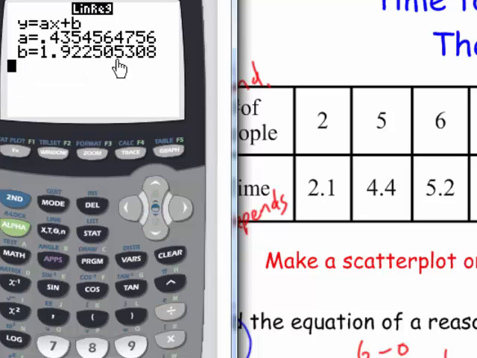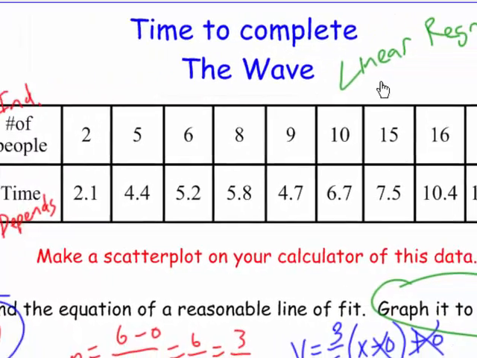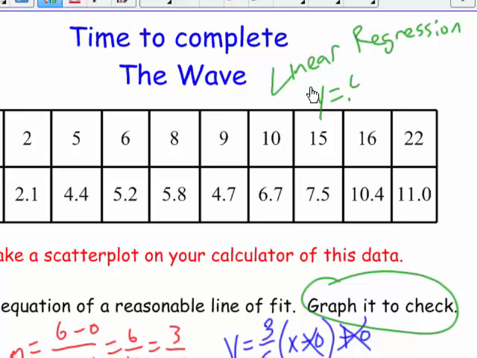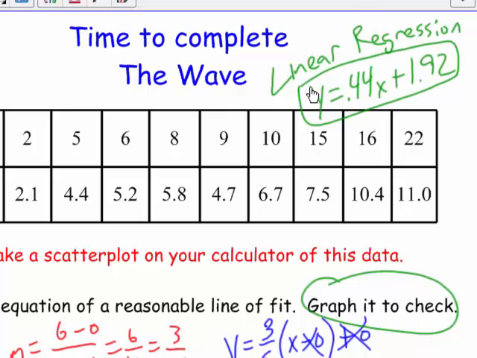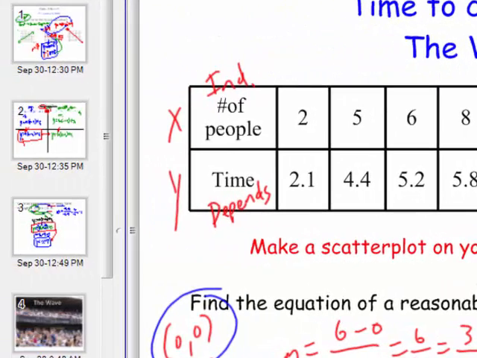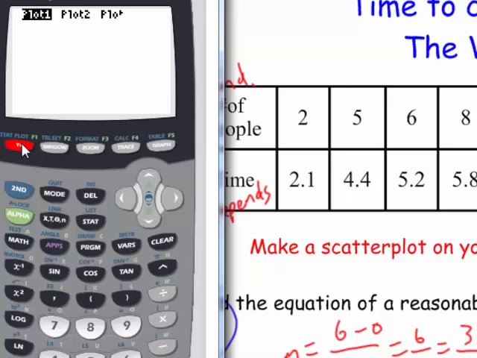There we go. So it gave me the slope, right? That's my a. And then my b is my y-intercept, 1.92. So 0.44 is my slope, and 1.92 is about my y-intercept. So I'm going to write that down as well. So y equals 0.44x plus 1.92. So there's like the perfect equation for that line of fit. Let's go ahead and graph that too. Let's see how close it is to my line that I came up with.